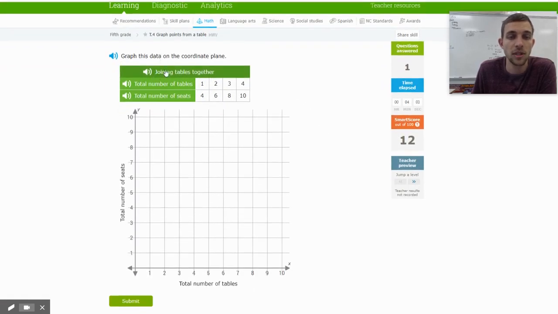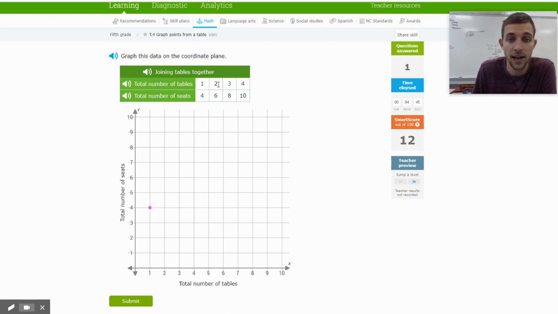In this problem, we have 2 tables. So we have the total number of tables and the total number of seats if you're throwing a party. And so if we have 1 table, then we need 4 seats. Notice on my graph that the number of seats is the y-axis and the number of tables is the x-axis. So if I have 1 table, on the x-axis I go 1, and that comes with 4 seats. So on the y-axis I go up 4.